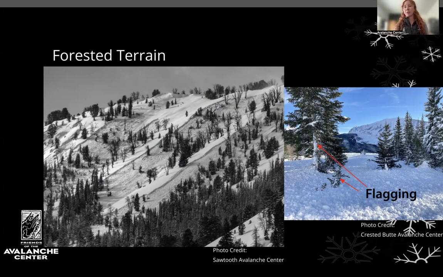And as you're traveling through forested terrain, you can look at trees and you see what's called flagging. That's where limbs have been broken off a side of a tree as past avalanches have come through. So that's a nice red flag for yourself to think about, oh, I am in an avalanche path. What part of the avalanche path am I in? And where do I need to go to be out of this hazard?